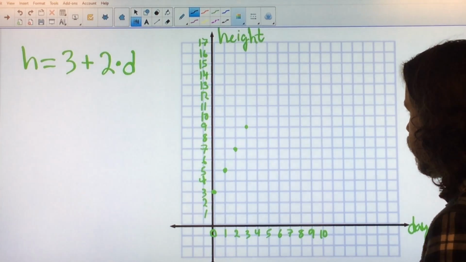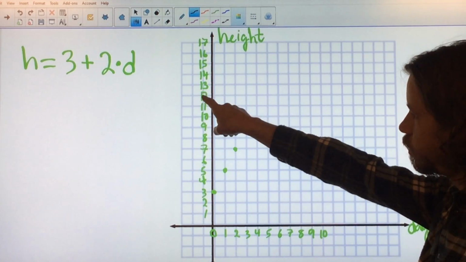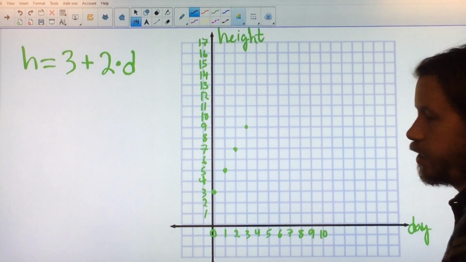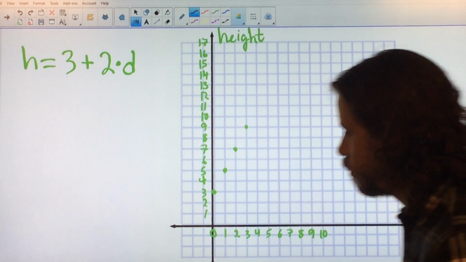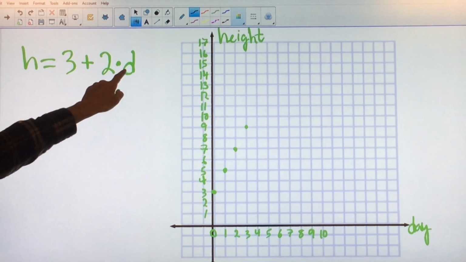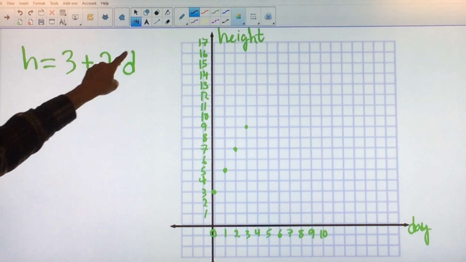Now I'm going to use my model to make a prediction for the height of the plant on the 4th day. Just like we did in the last video, if I'm making a prediction for the 4th day, I need to substitute a 4 in where the day's variable is.